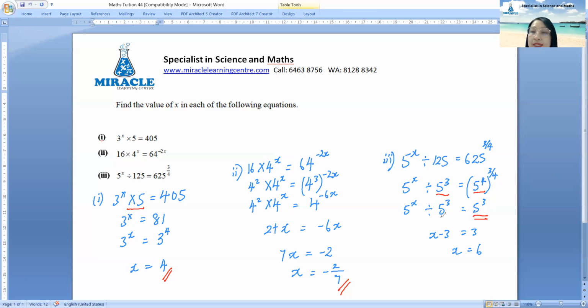So again, the base is the same. So we compare the power. This is divide. Okay, so divide, we minus the power. x minus 3 equals 3. Okay, so x is equal to 6.